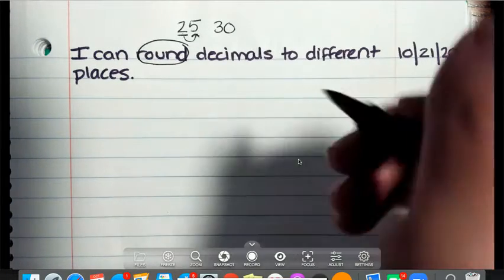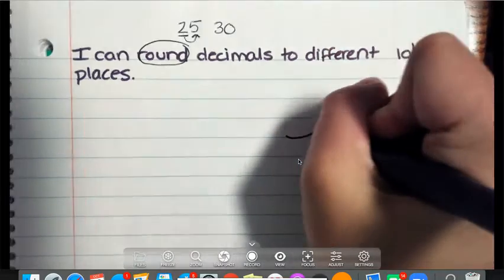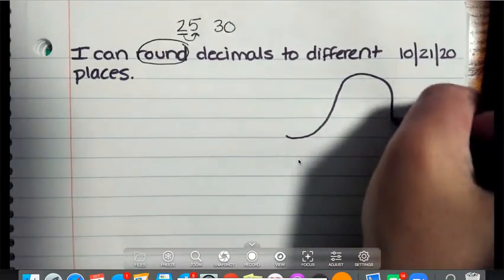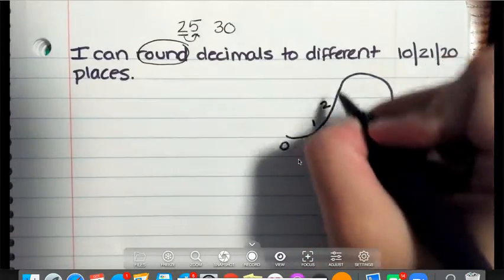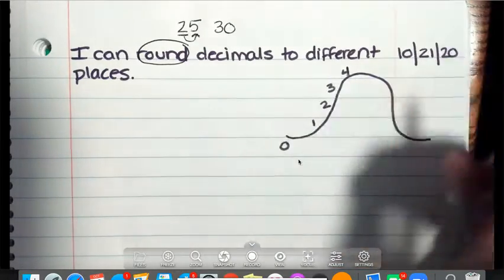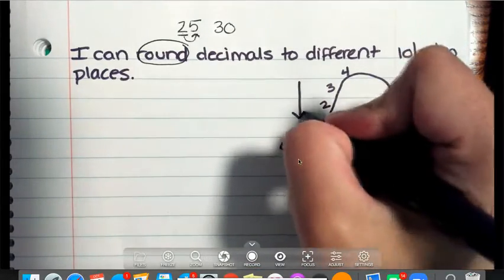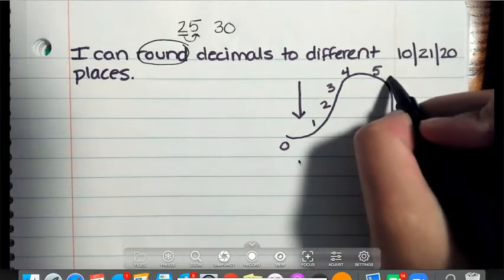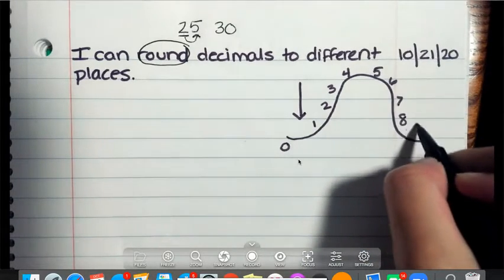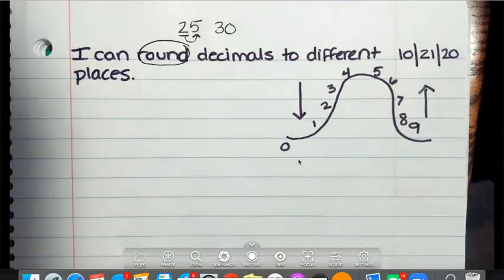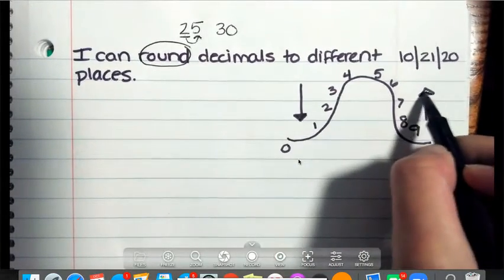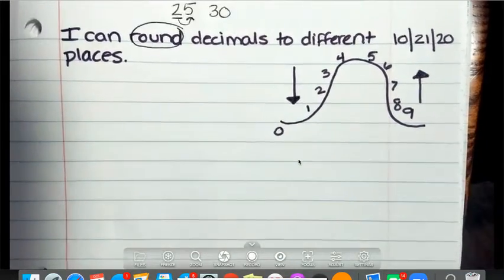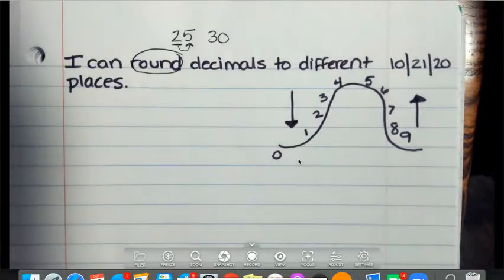If you remember, many people teach it this way, where you have a 0, a 1, a 2, a 3, and a 4, and those tell you to round down, and then your 5, your 6, your 7, your 8, and your 9 tell you to round up. We'll be talking about rounding a few times this year, and this is just the first time.